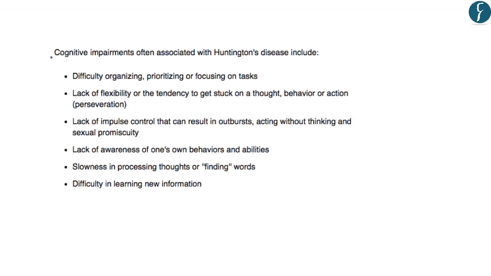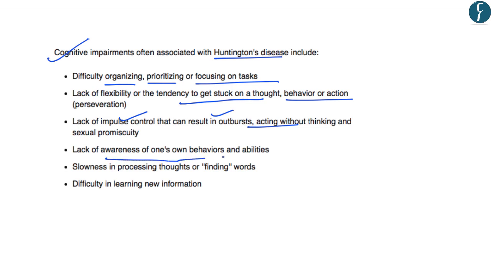Now this talks about cognitive impairment with reference to Huntington's disease, which includes difficulty organizing, prioritizing, or focusing on tasks, lack of flexibility or the tendency to get stuck on a thought, behavior, or action, lack of impulse control, which may result in outbursts and even acting without thinking. Further, lack of awareness of one's own behaviors and abilities, slowness in processing thought or finding words, and difficulty in learning new information. So these are some of the cognitive impairments with reference to Huntington's disease.